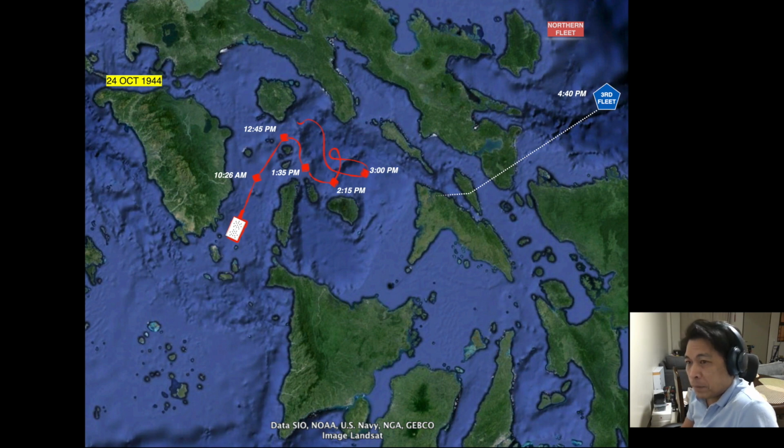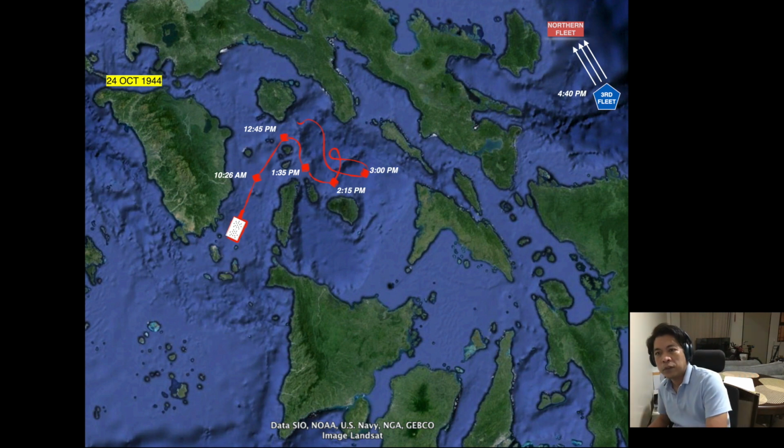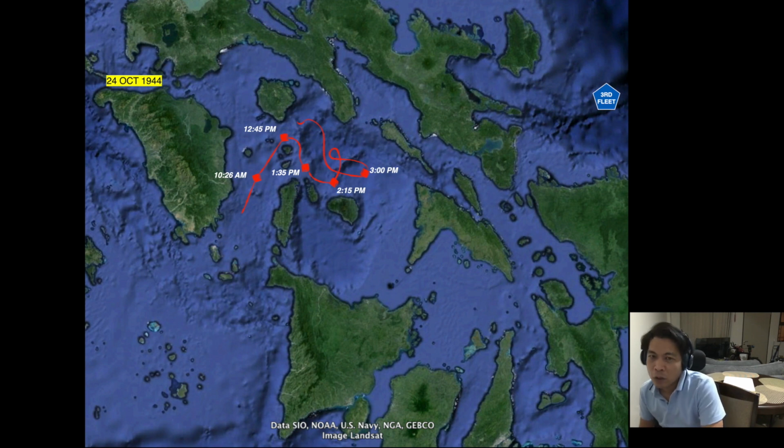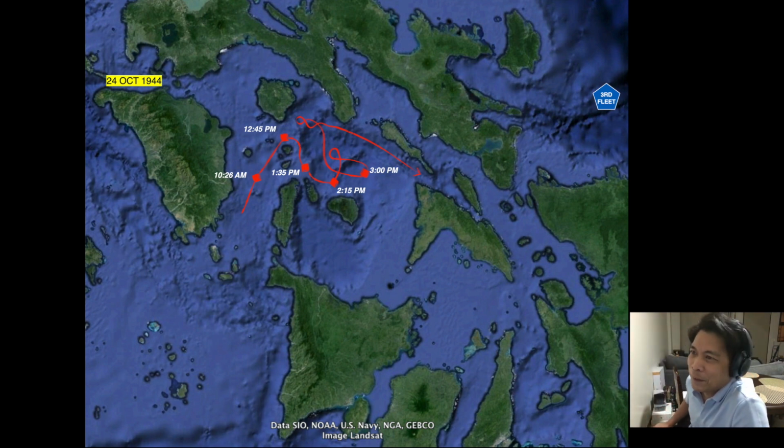And true enough, at 4:40 in the afternoon, the Northern Fleet appeared on the radars of the Americans. Admiral Halsey, receiving reports that the Japanese in the Sibuyan Sea had turned back, prepared to meet the imminent threat coming from the north. Meanwhile, Admiral Kurita, hoping for the cover of darkness, turned back once again to resume his original objective of reaching the San Bernardino Strait.